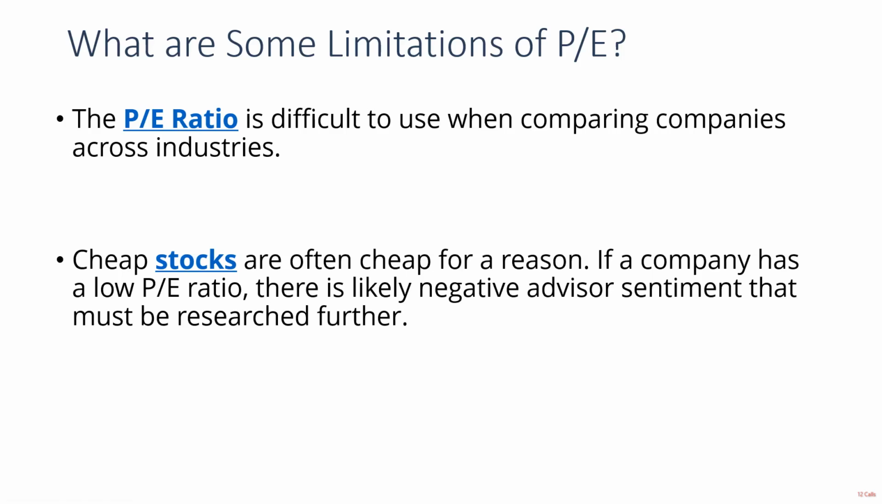Cheap stocks are often cheap for some reason. So if some company is cheap, there should be some reason. If the company is having low PE, there is likely to be negative investor sentiment that must be researched further. So just because a company is cheaply available, we should not go and buy it. We have to do the research why the company is so cheaply available, and then we see if the fundamentals are justifiable, then only one should buy those cheap company.